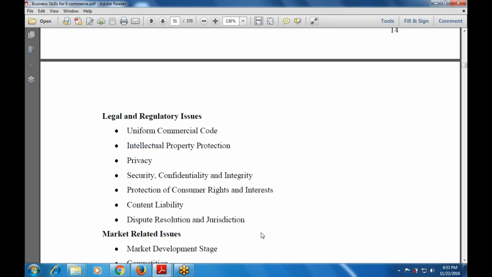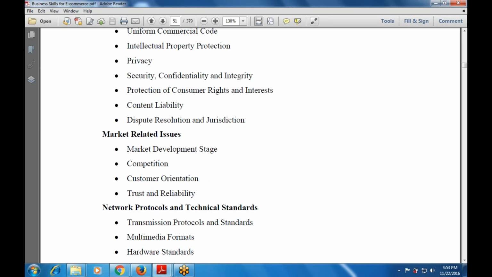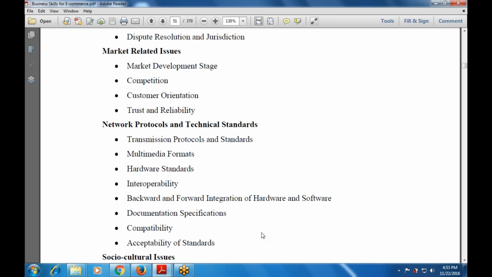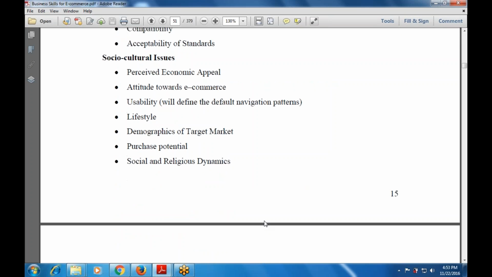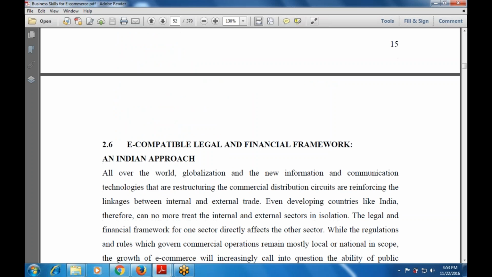Then market related issues, there is the market development stage, competition, customer orientation, trust and reliability. These are the various market related issues. Then the next one is network protocol technical standard. There may be different multimedia formats. There may be social cultural issues that may be perceived, the economic appeal, attitude towards e-commerce, usability, lifestyle. So these are the various issues.